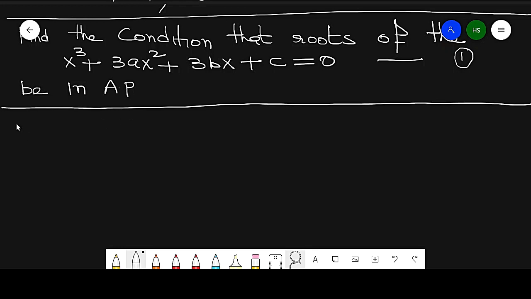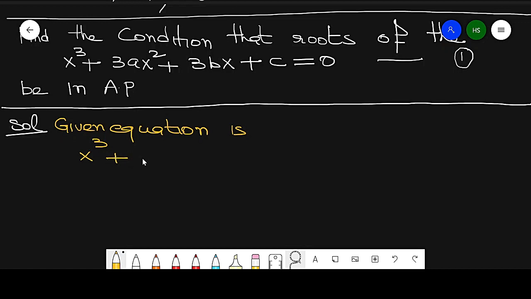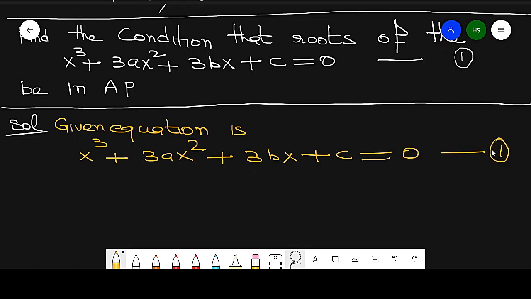Now the solution. What is the given equation? The given equation is x cube plus 3ax square plus 3bx plus c equal to 0, which is the given equation.